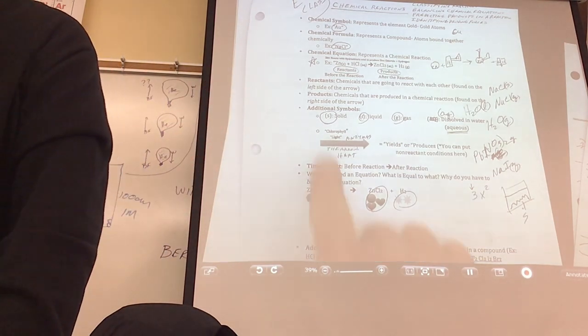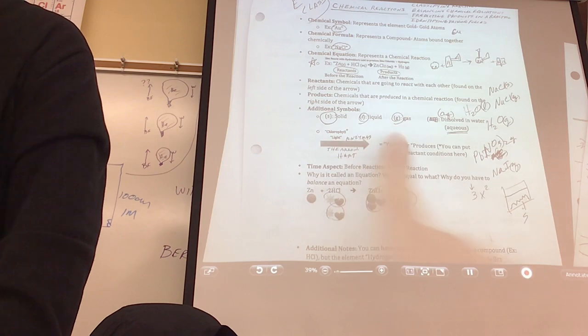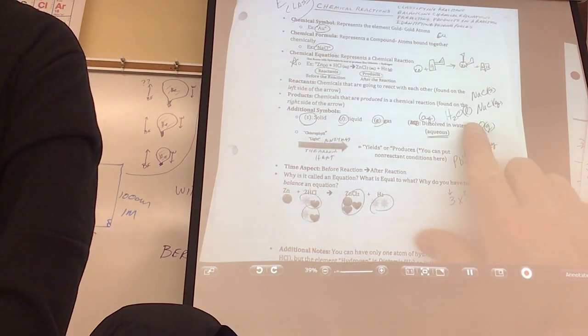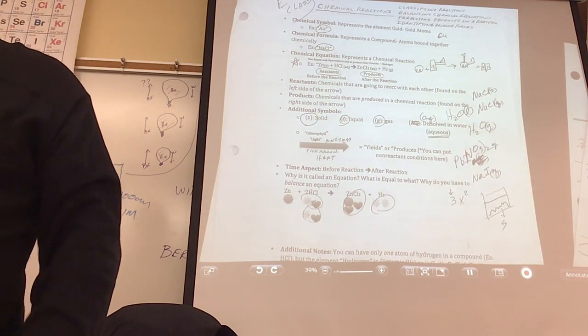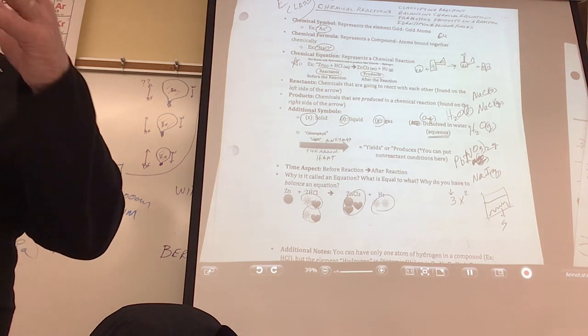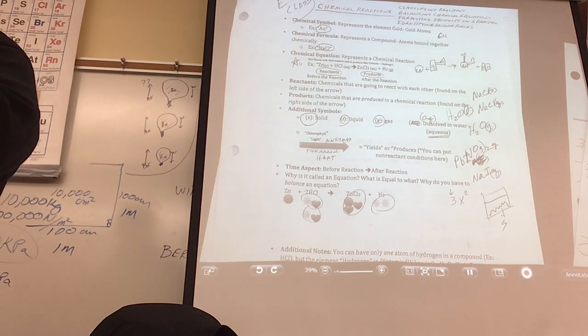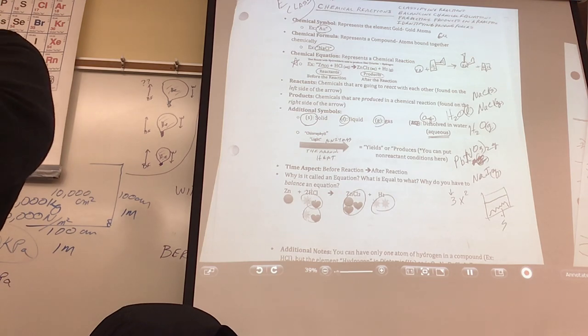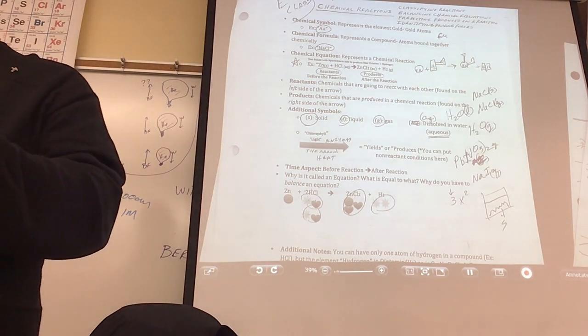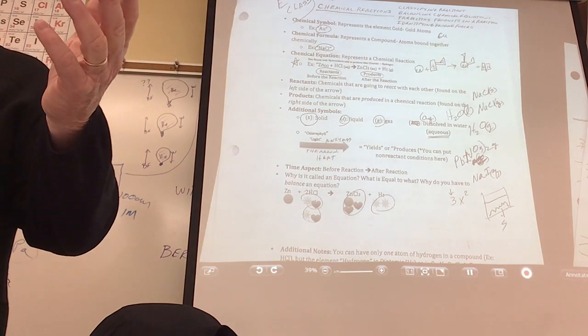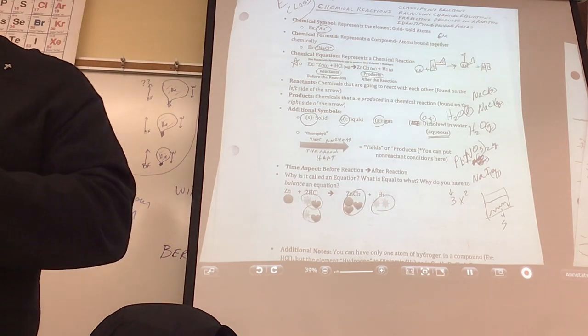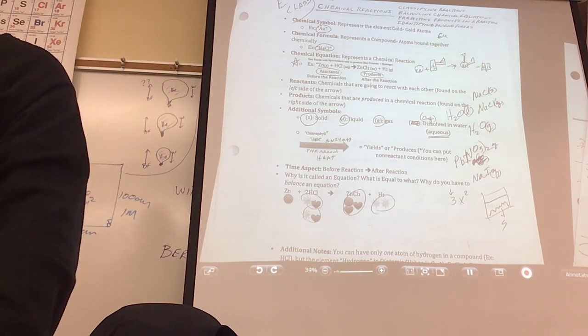We have these little tiny symbols that help us out a little bit. We talked about yesterday, what's the difference between a liquid and aqueous? If I had liquid water, that's liquid. But what if I had NaCl(aq)? That's sodium chloride dissolved in water. See that? That's different. They both look like water, but only one of them's really water.